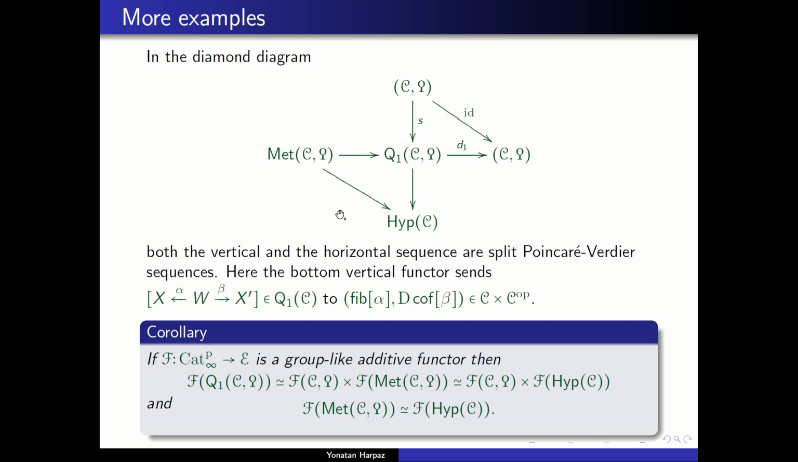And if one analyzes this situation sufficiently, one observes that it's not just that this product will be equivalent to this product, it is in fact via a direct equivalence between the value of F on MET and the value of F on the hyperbolic category. So one can conclude from this diamond diagram that if F from Cat P to E is a group-like additive functor, then in particular F will give the same value on the metabolic Poincaré infinity category and the hyperbolic one. More precisely, this equivalence will be given by this particular Poincaré functor obtained by this composition.